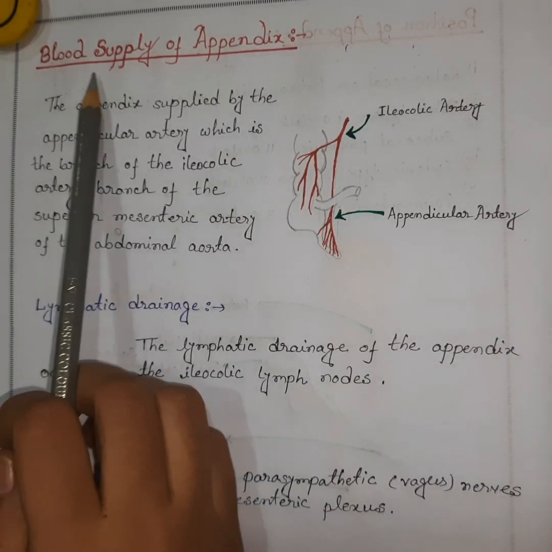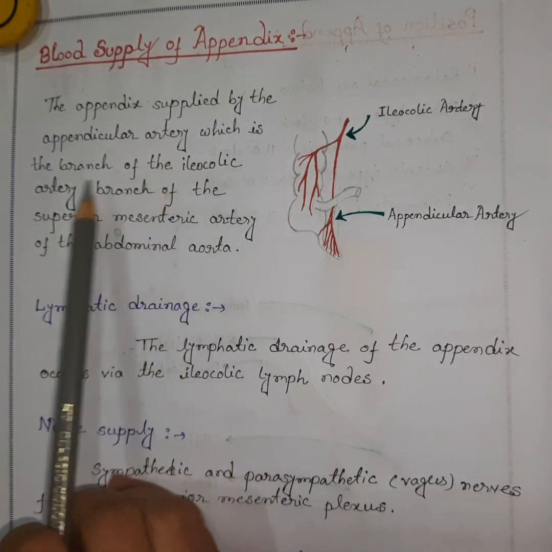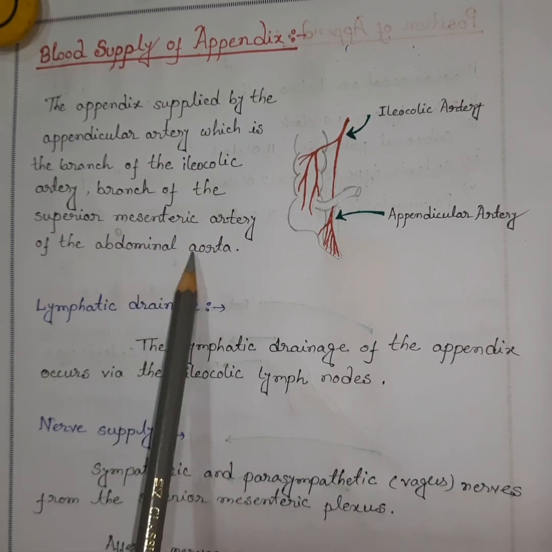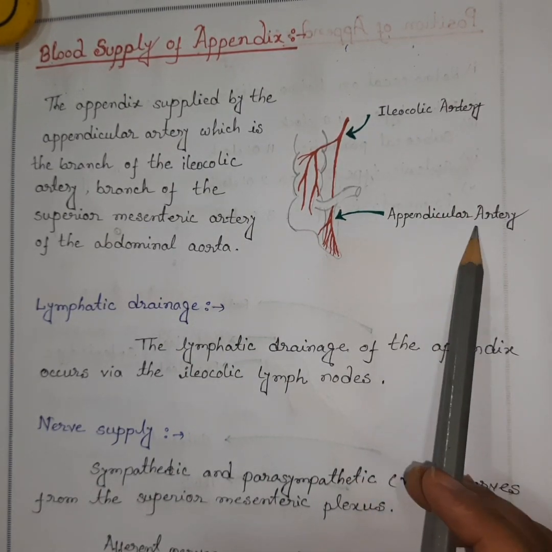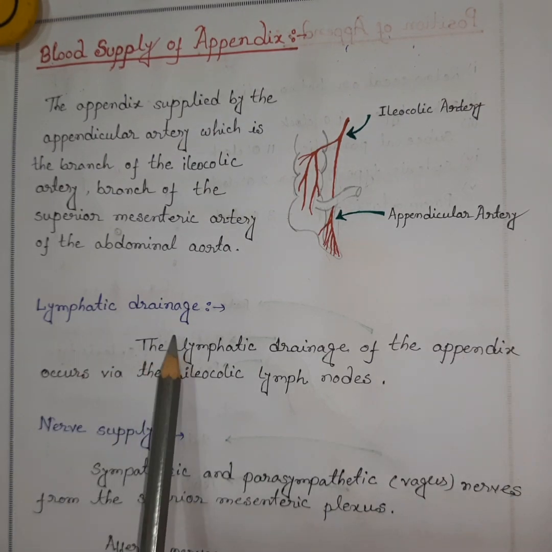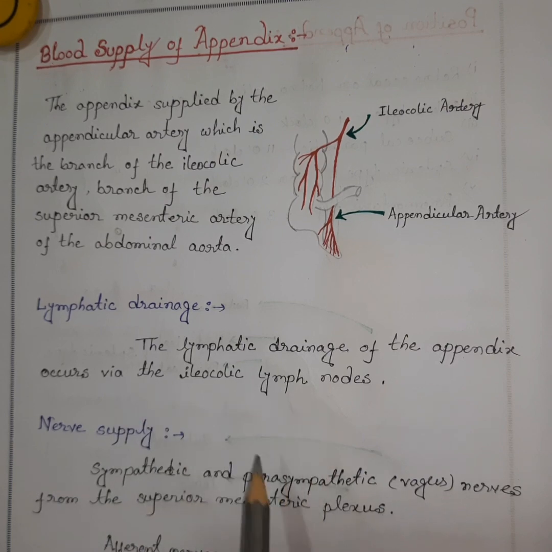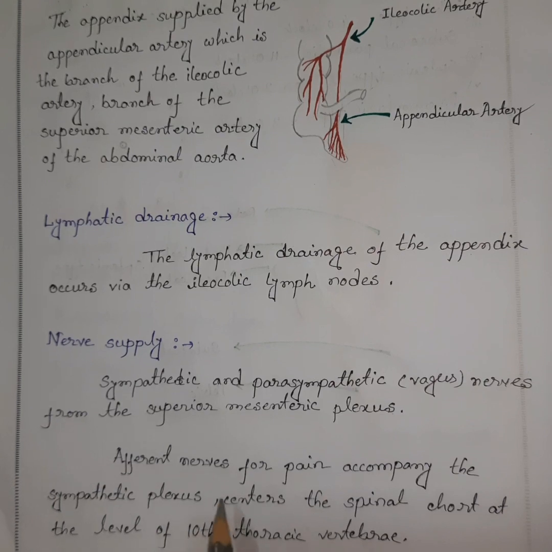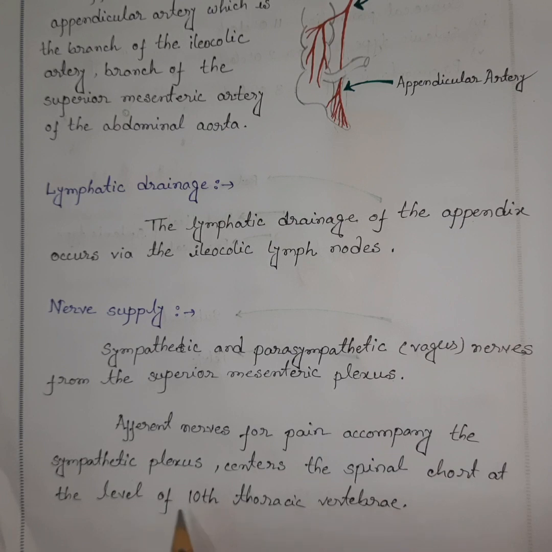Now we talk about the blood supply of the appendix. The appendix is supplied by the appendicular artery, which is a branch of the ileocolic artery, a branch of the superior mesenteric artery of the abdominal aorta. This is the ileocolic artery and this is the appendicular artery. Lymphatic drainage: the lymphatic drainage of the appendix occurs via the ileocolic lymph nodes. Nerve supply of the appendix: sympathetic and parasympathetic nerves from the superior mesenteric plexus. Afferent nerves for pain accompany the sympathetic plexus and enter the spinal cord at the level of the 10th thoracic vertebra.